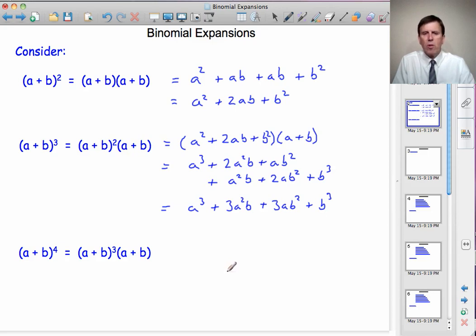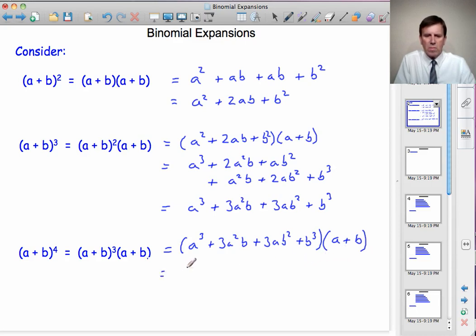Now let's look at a plus b to the power 4, which is what we've got already, multiplied by another a plus b. Right, I'm first going to multiply the first bracket by the a, and then I'll multiply it by the b. So that gives us a times a cubed is a to the 4. A times plus 3a squared b is plus 3a cubed b. A times plus 3ab squared is plus 3a squared b squared. And a times plus b cubed is plus ab cubed.